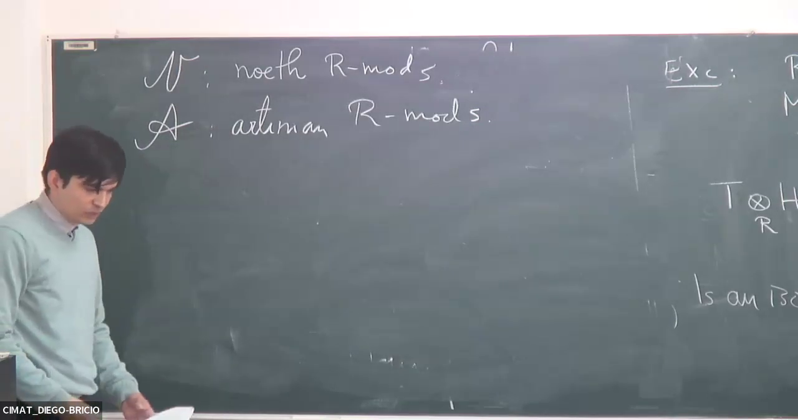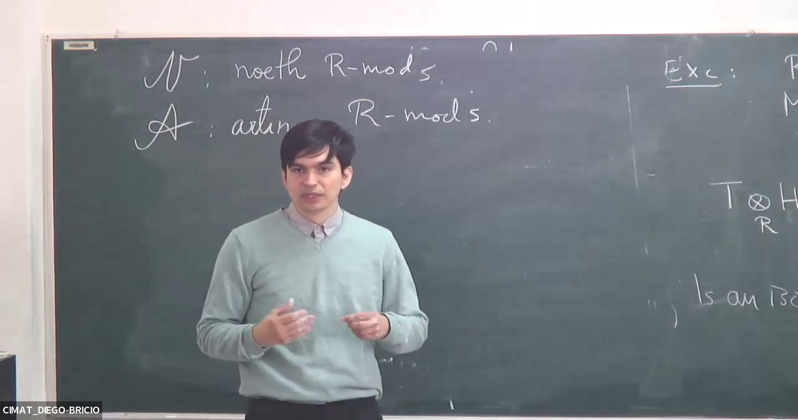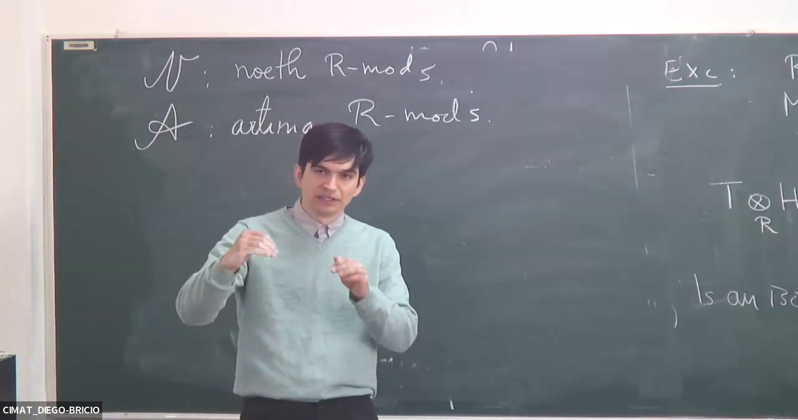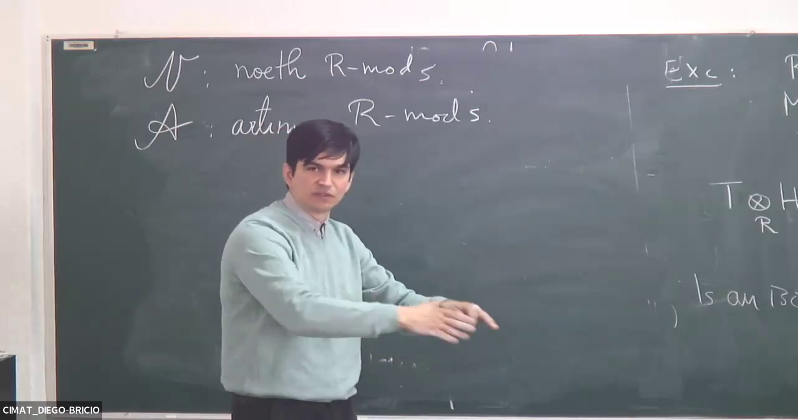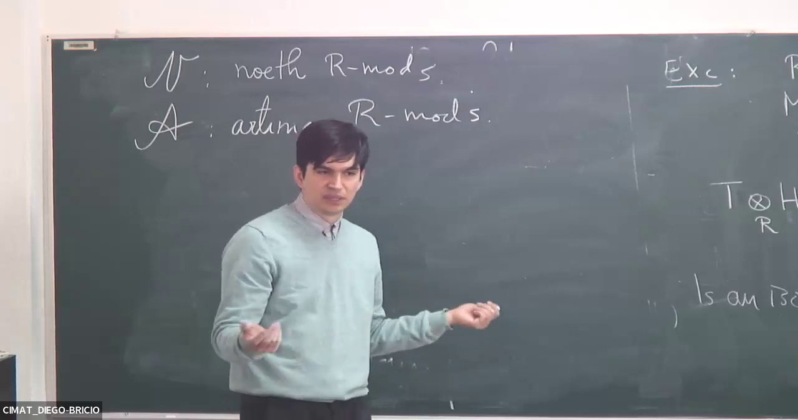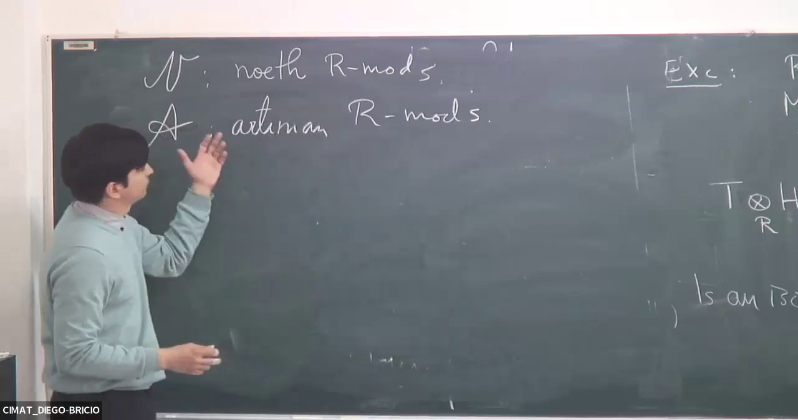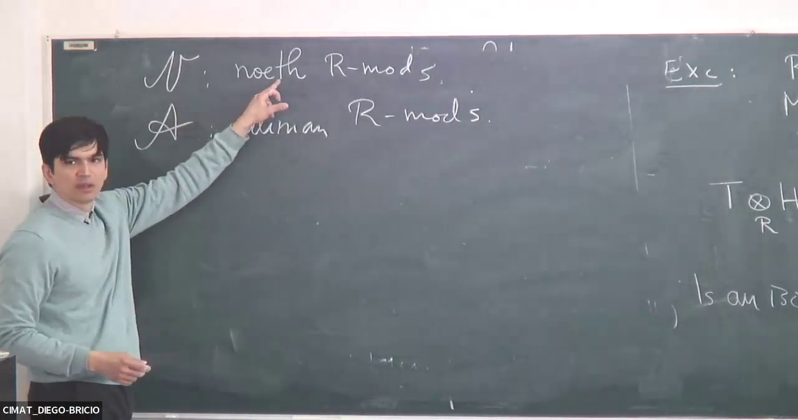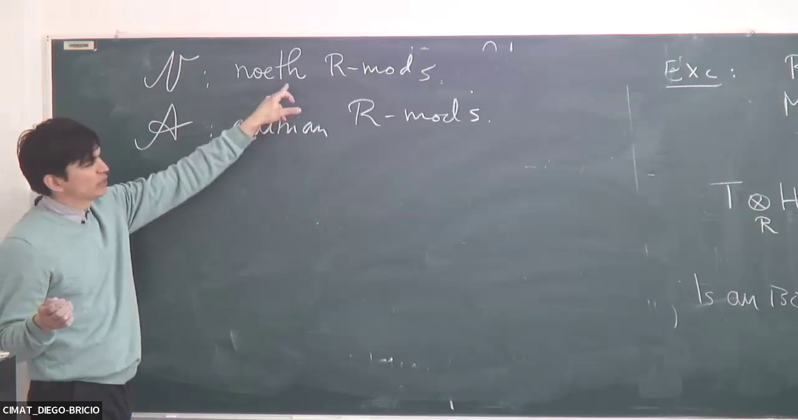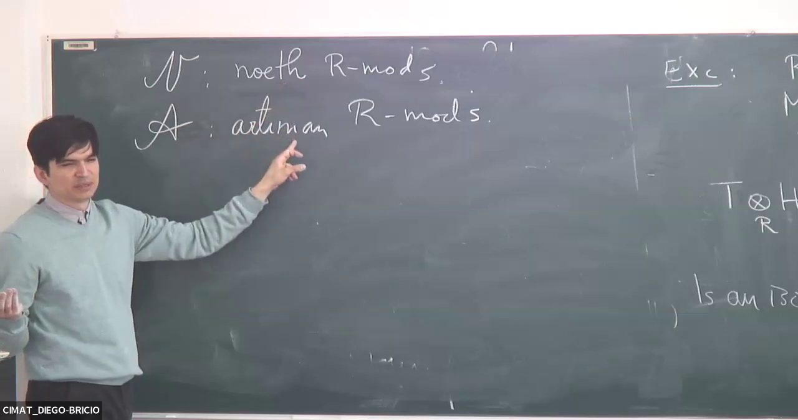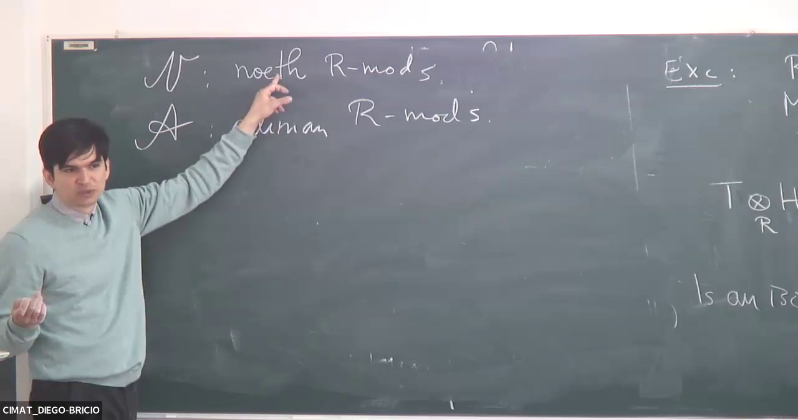Artinian modules are those modules over R whose lattice of submodules satisfies the descending chain condition, right? If you have a chain of submodules that go down, they eventually stabilize, right? It's dual to Noetherian. However, this category is very well understood, but this one is not so much, in a sense. Like, what is it? Because right here we know it's finitely generated modules, but what is this? And actually this theorem sort of tells you that it is as rich as this one.